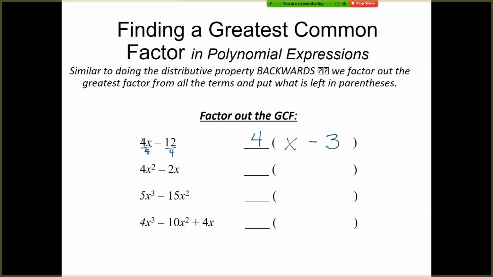So for that first one, we factored out a greatest common factor of 4. We ended up with x minus 3 that must go in parentheses. If we were asked to solve this, we would just set them both equal to 0. Well, 4 can never equal 0, so that one doesn't work. And then if x minus 3 equals 0, you would have a solution of x equals 3.